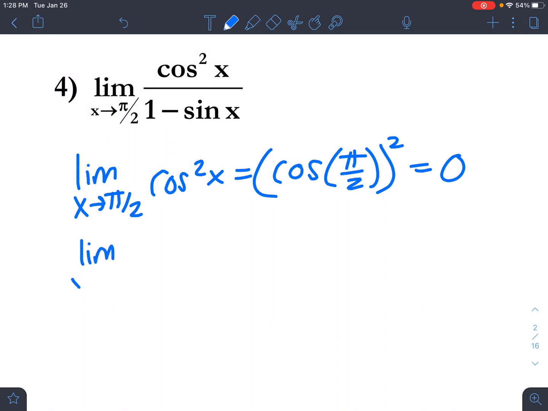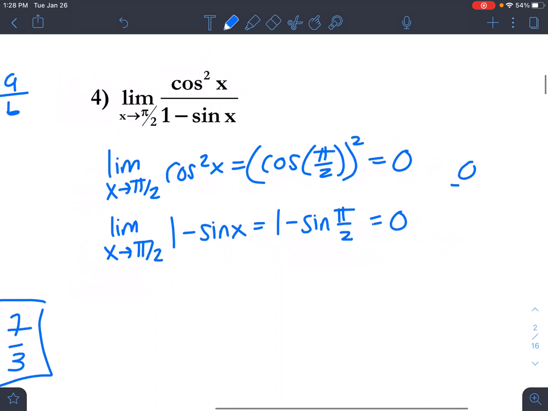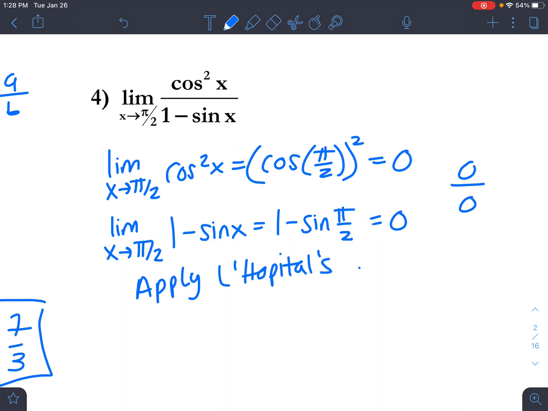Okay, and the limit as x approaches pi over 2 of the denominator, 1 minus sine of pi over 2. 1 minus 1 is 0. So again, we get that indeterminate form. We're going to apply L'Hopital's. And reminder about derivatives coming up right here.